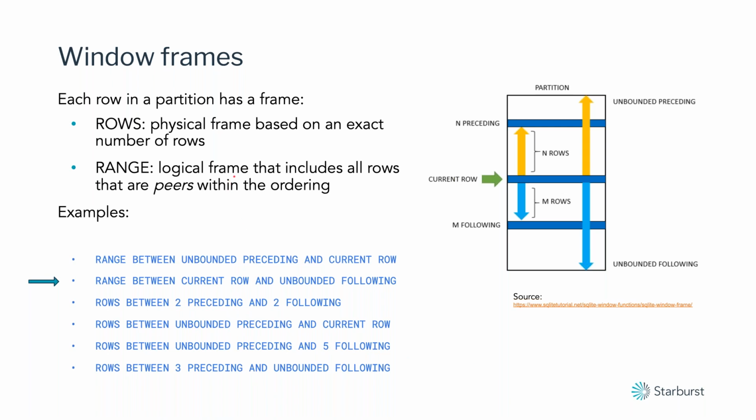There's also the range type, which is more of a logical frame type that includes all the rows that are tied with the current row within the ordering. So you could say range between unbounded preceding and current row, which will be all the rows behind it, the current row, plus all the rows that are tied with the current row within the same ordering. Or you could do the other way, where the current row, including all rows that are tied, plus all the rows to the end. And we'll see some examples of how that works.